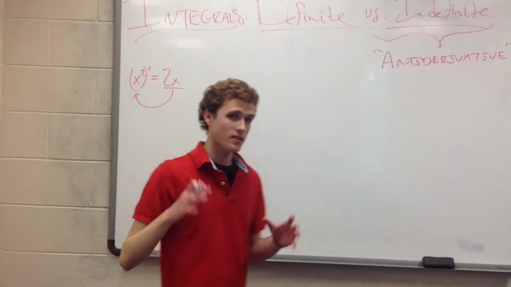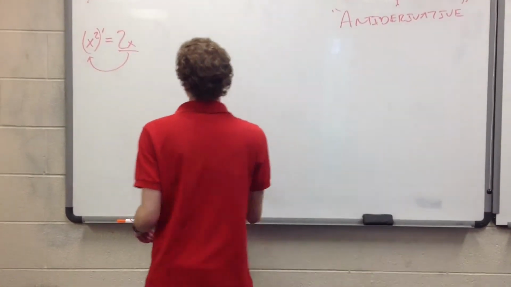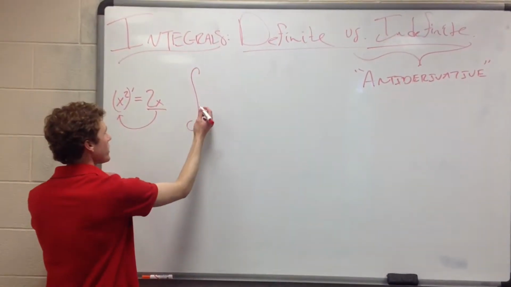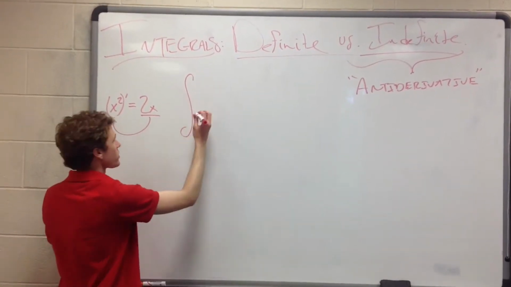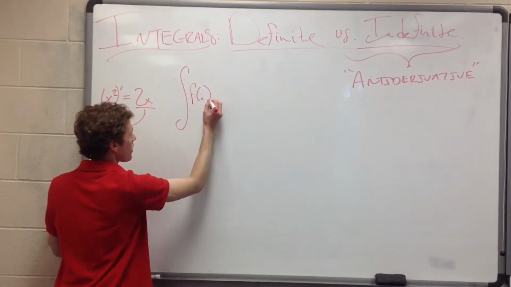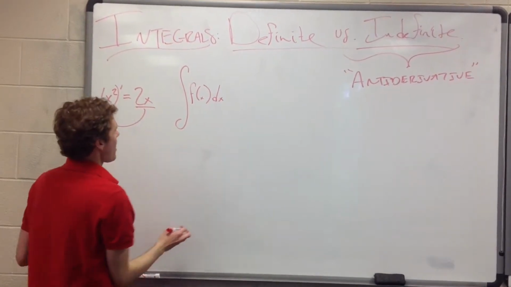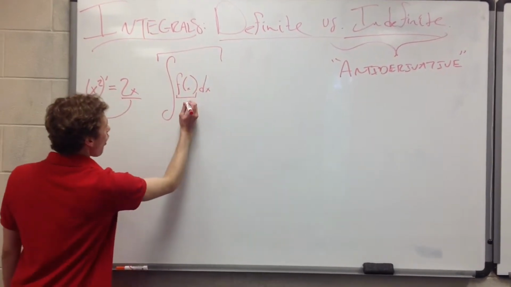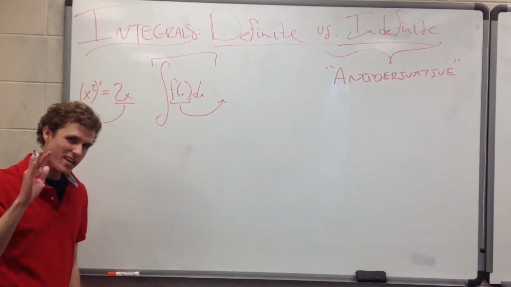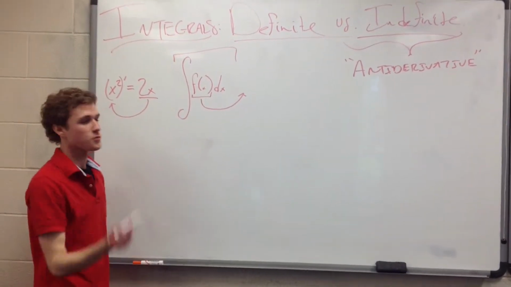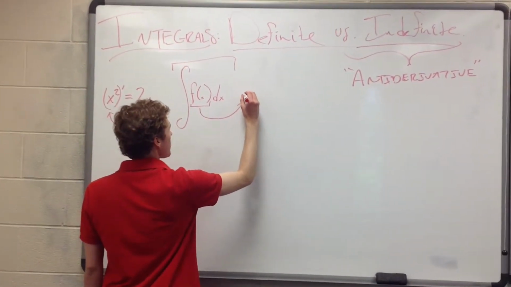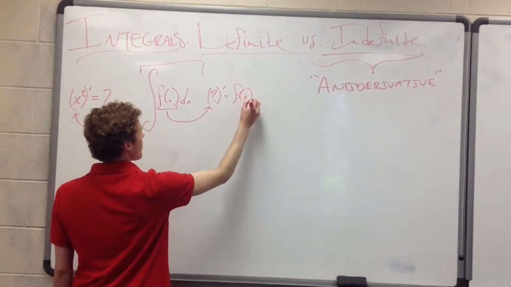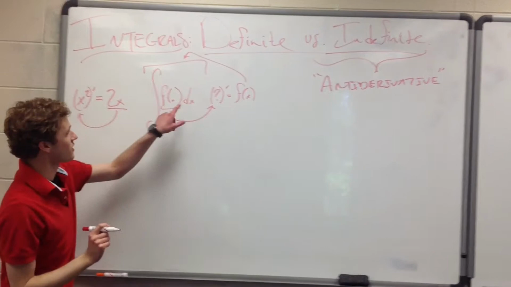So we can write this using integrals. So let's go ahead and do that. Here's the symbol that means integrate. We're going to have the integral symbol and then some function, and then dx. All this is saying is, what function, when I take its derivative, gives me f of x? So, something, don't know what, prime equals f of x. That is what this is saying.